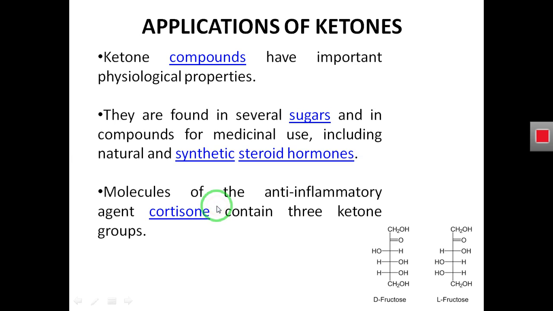And now we will go for the applications of ketones. Ketone compounds have important physiological properties. They are found in several sugars and in compounds for medicinal use, including natural and synthetic steroid hormones. Molecules of the anti-inflammatory agent cortisone contain three ketone groups. So ketones are applied in medicine, and keep in mind that several sugars are ketones in nature, for example D-fructose and L-fructose.